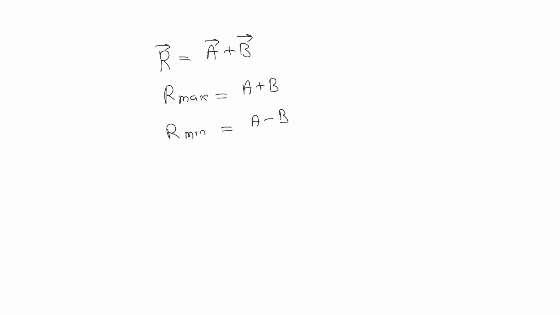So the magnitude of the resultant vector cannot be greater than a plus b and it cannot be less than a minus b. The minimum possible value is a minus b and the maximum possible value is a plus b, and any value between a plus b and a minus b is possible.